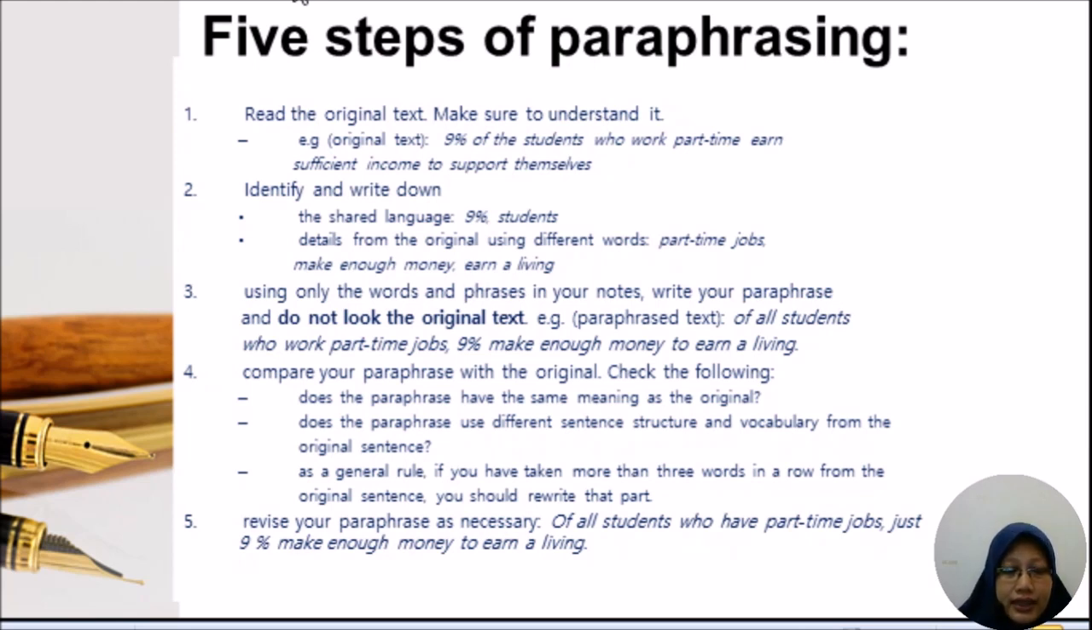And then the last step: revise your paraphrase as necessary. In this example: of all students who have part-time jobs, just 9% make enough money to earn a living. There is an added word, just, in the new paraphrased sentence example. So you need to follow these steps to exercise your paraphrase skill for the writing part in academic writing.